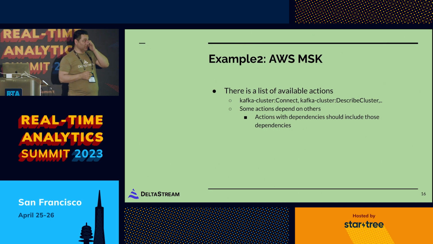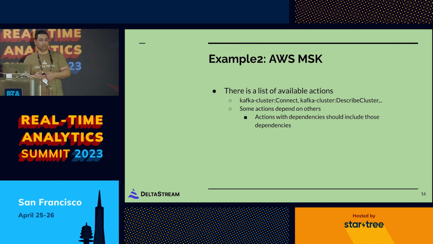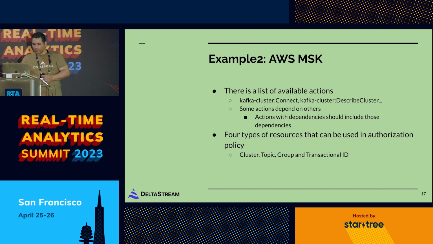Bunch of these actions that you have. And some of these actions also depend on the other ones. You need to keep track of them because, for instance, if you want to change anything in a cluster, you have to have connect access level for that cluster and so forth. There are 4 types of resources that you can control access to, and these are cluster, topic, group, and transaction ID for every Kafka cluster that you have.